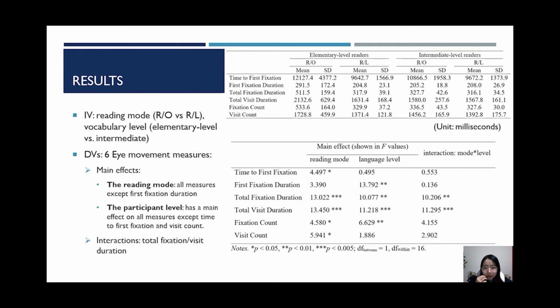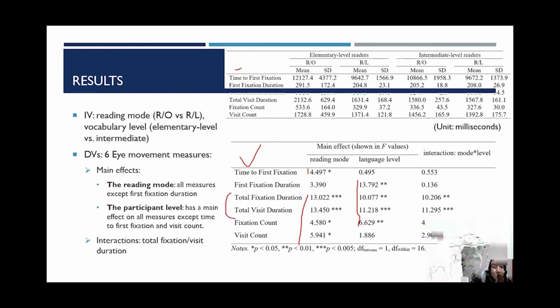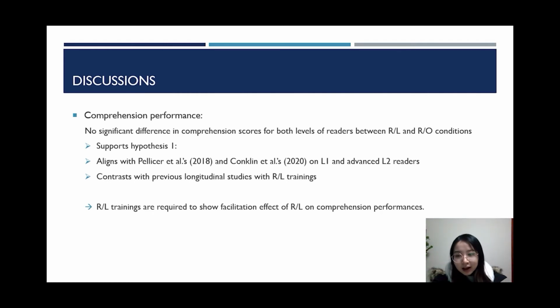In terms of eye movements, there are 6 DVs, so we did 6 ANOVA analyses. This is the descriptives, and this is the ANOVA analysis results. So for the main effects, the reading mode has a main effect on all measures except first fixation duration, and the participant level has a main effect on all measures except time to first fixation and visit count. Now for interactions, there is an interaction between the reading mode and the participant level in total fixation and visit duration.